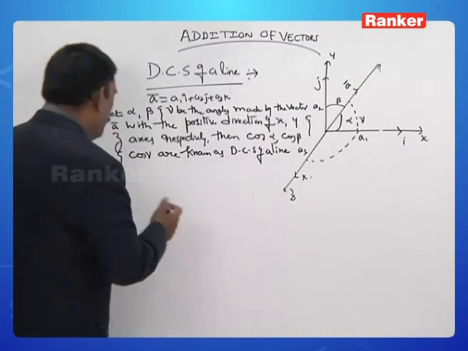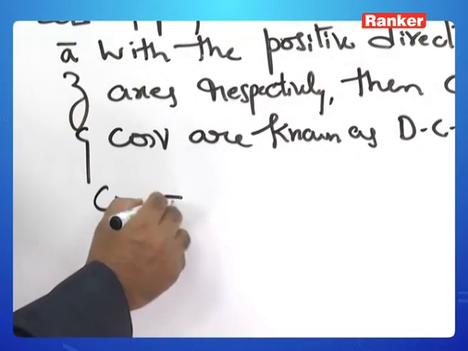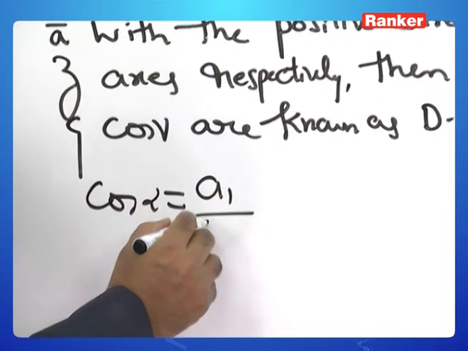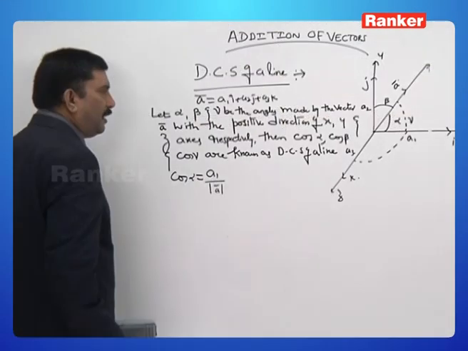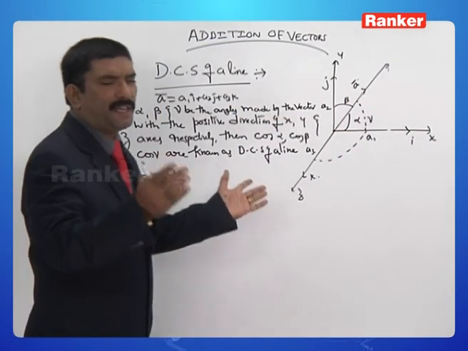So now from the figure, I can write cos alpha is equal to A1 by modulus of A. You can construct a triangle here; that goes without saying, no need to construct.